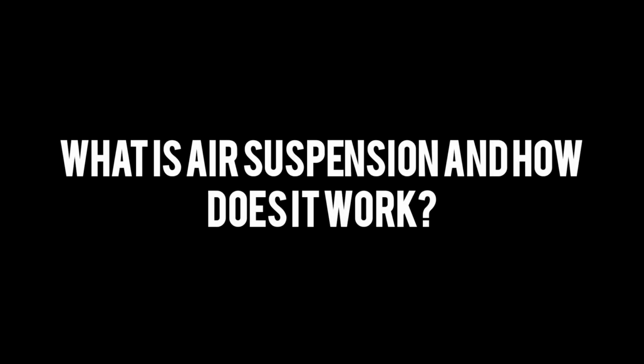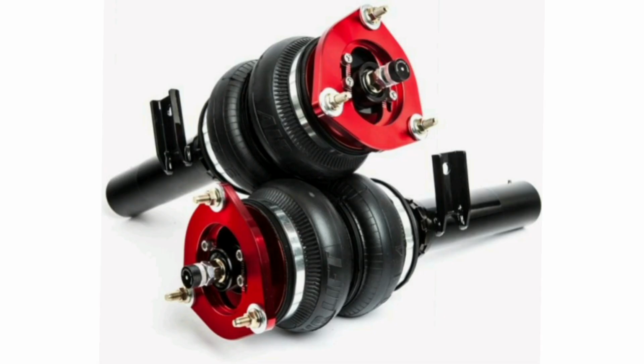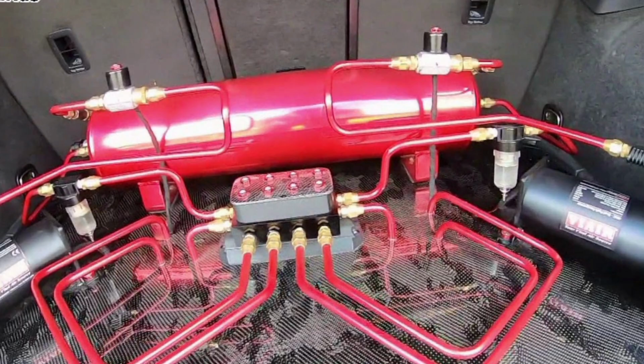What is air suspension and how does it work? Air suspension is a system used in vehicles to improve ride comfort and stability under different road conditions. Instead of using conventional steel springs, it uses compressed air as a source of suspension. Air suspension is a system that uses compressed air to improve ride comfort and vehicle stability.